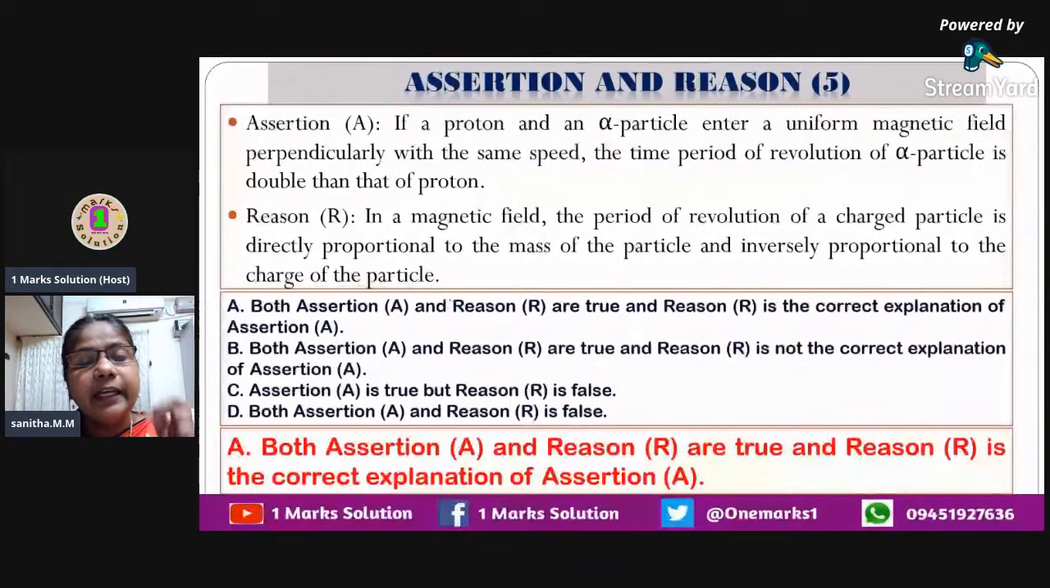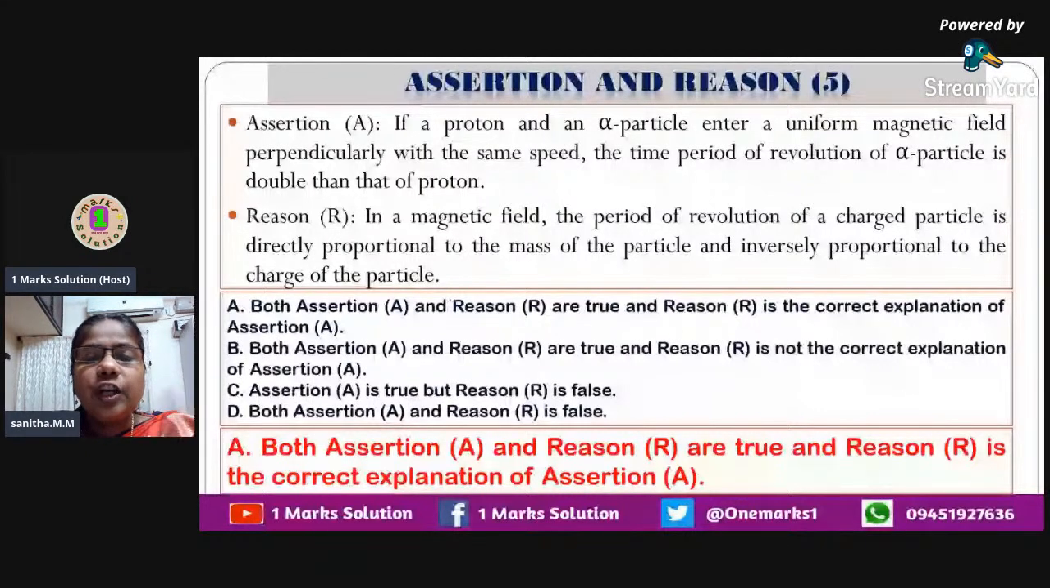Now we can go for the reason. What is the reason? In a magnetic field, the period of revolution of a charged particle is directly proportional to the mass and inversely proportional to the charge of the particle. That is absolutely correct. Why? Because T is equal to 2 pi m divided by BQ. T is proportional to mass and T is inversely proportional to the charge. So both assertion and reason are true, and the reason is also the correct explanation for the assertion.